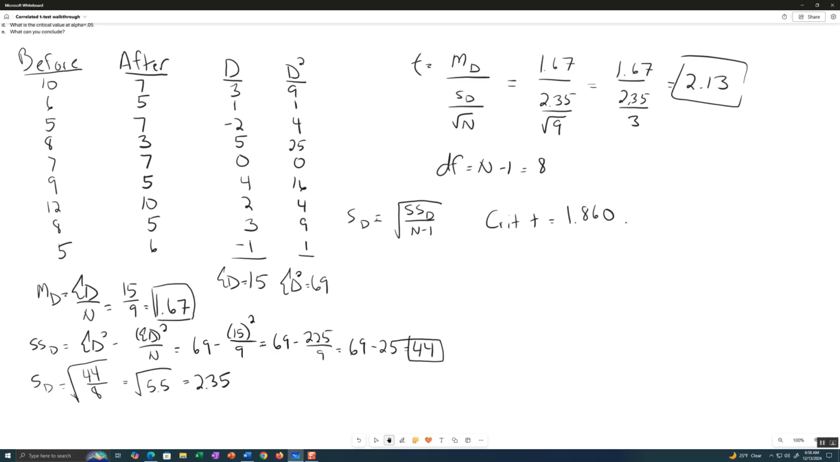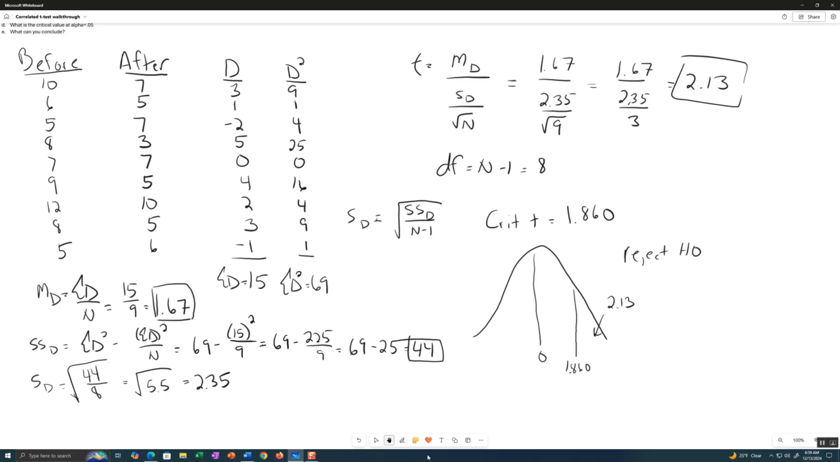Compare this T value to our critical value, and if you want to do a little drawing, here's 0. Critical value somewhere here is 1.860. And your actual value is down here, 2.13. Since it's in the tail, it's more extreme than the critical value. We're going to reject the null.